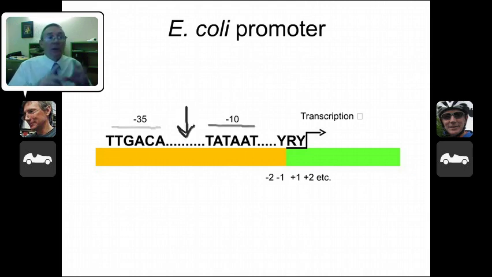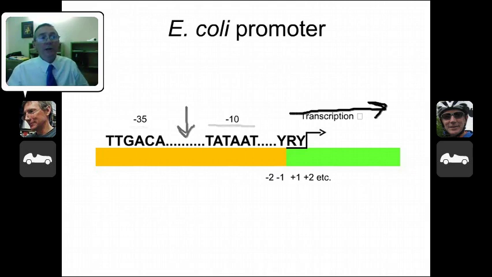Okay. So RNA polymerase is going to bind there and start transcription going to the right. So the promoter actually specifies for RNA polymerase where transcription is going to begin and which way it's going to go.